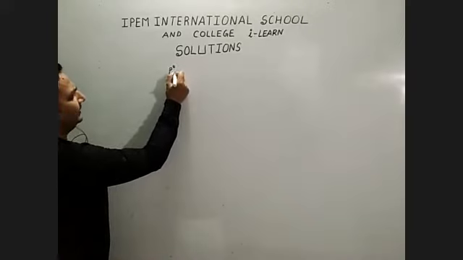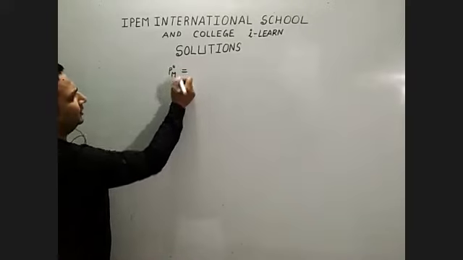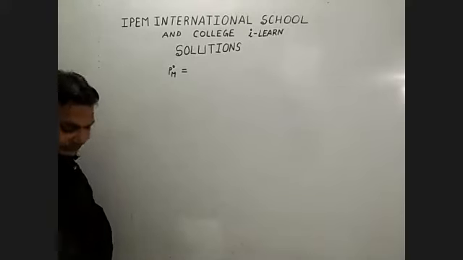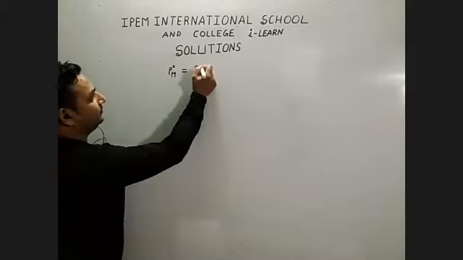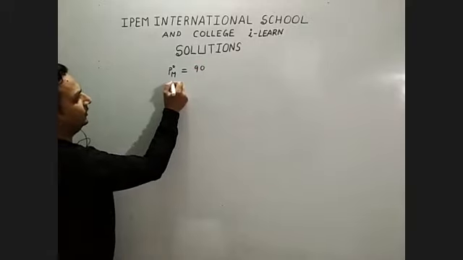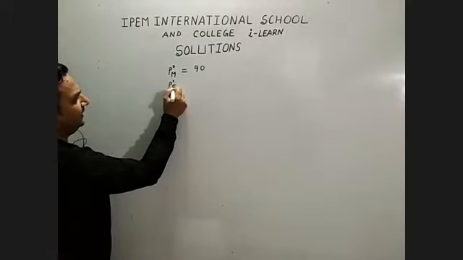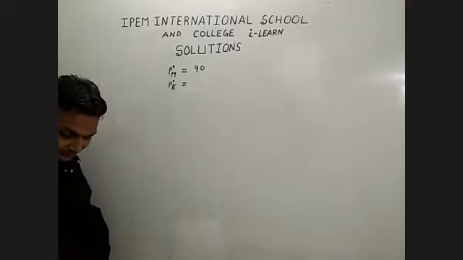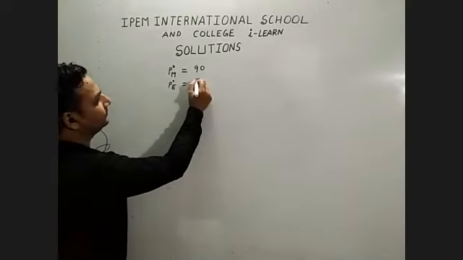Methanol I am denoting as M, P naught M, that is given, methyl alcohol, 90 mm. Ethanol, I am taking E, that is given, 51.